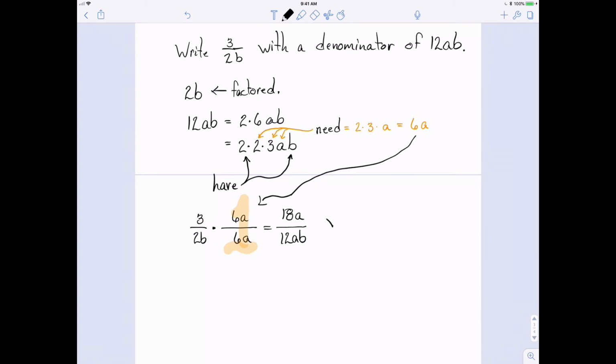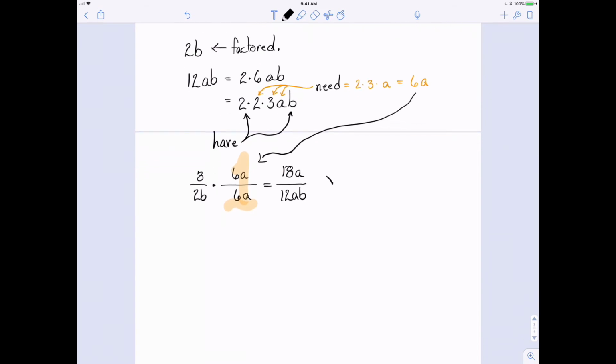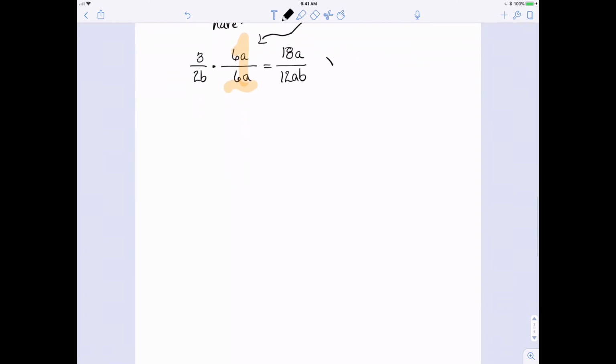Okay, now, let's try another example here. We're going to write x over x minus 4 with the denominator of x squared minus 6x plus 8.